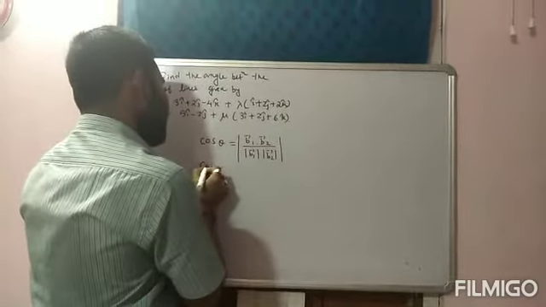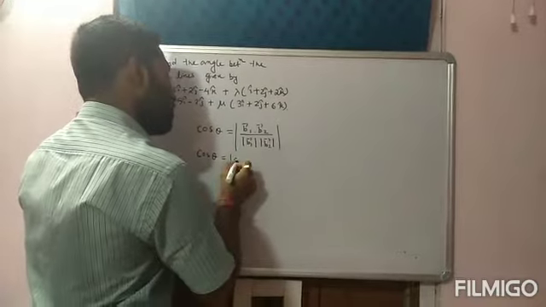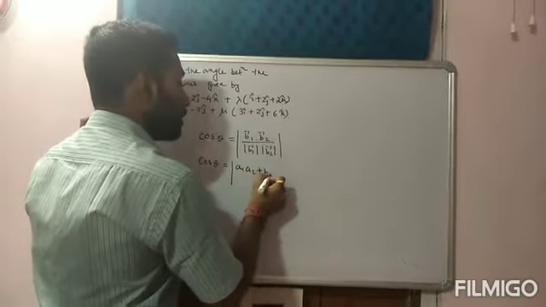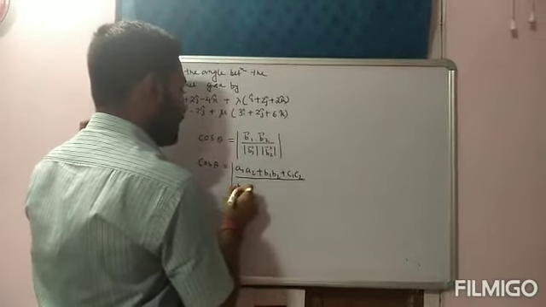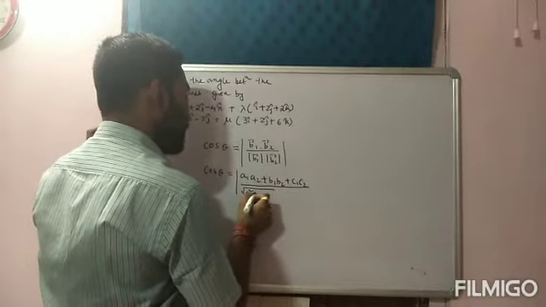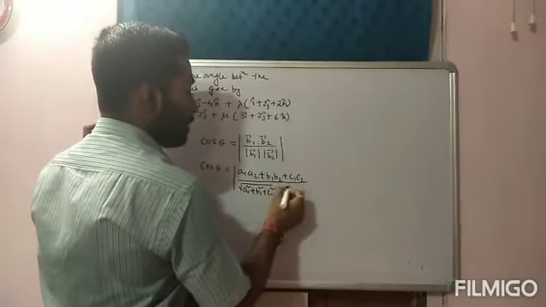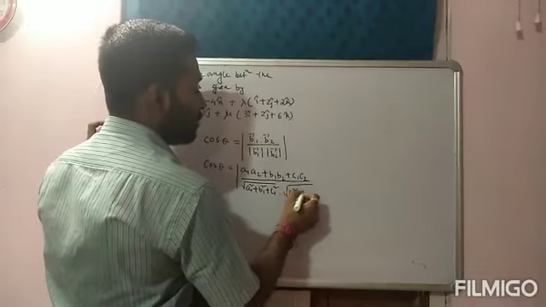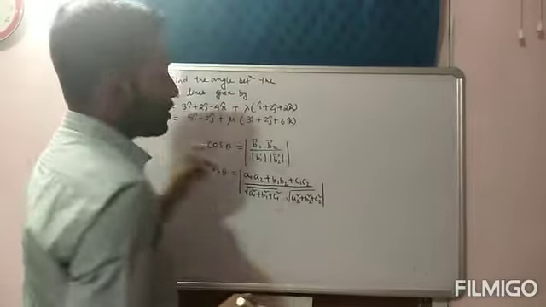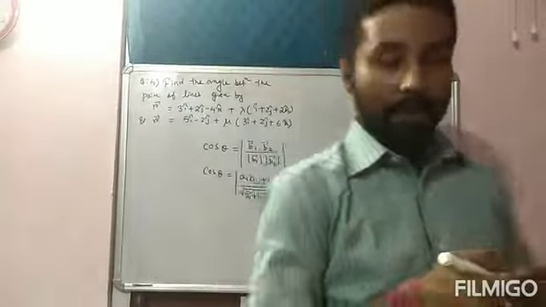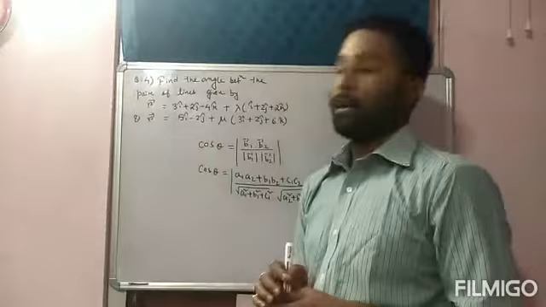Similarly, the angle between two lines in Cartesian form is mod a1 a2 plus b1 b2 plus c1 c2 divided by under root a1 square plus b1 square plus c1 square into under root a2 square plus b2 square plus c2 square. First one is in vector form, second one is in Cartesian form. Now which one is applicable for this question? You can use any formula out of these two, okay?